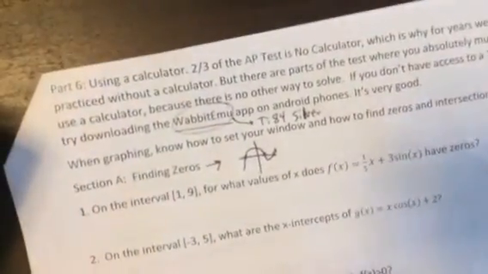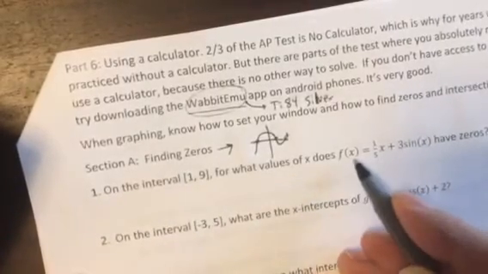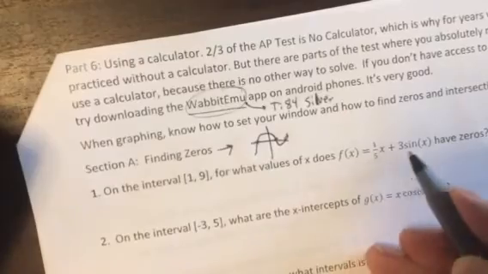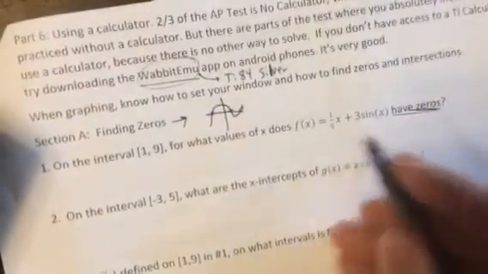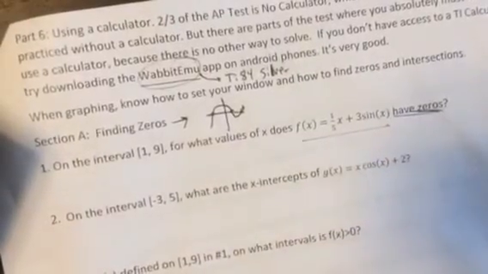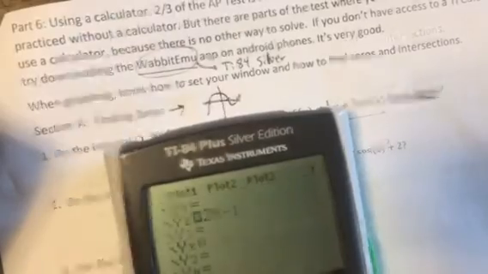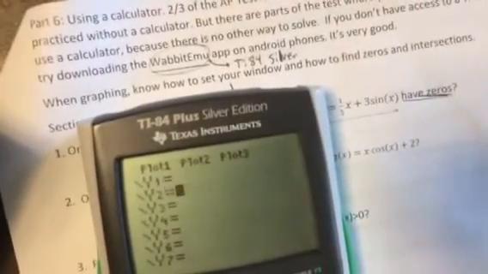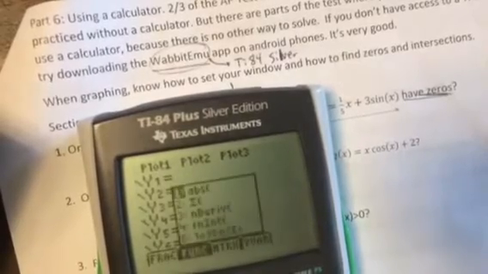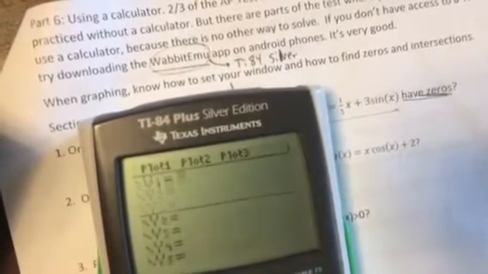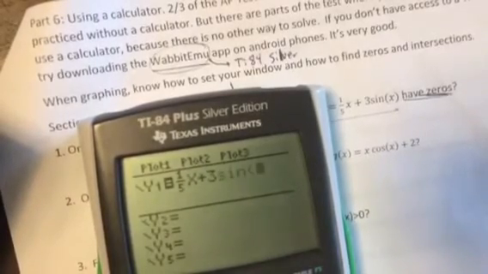Okay, so let's look at how to do this. On the interval from 1 to 9, for what values of x does f of x equals 1/5 x plus 3 sin of x have zeros? Okay, so we want to find the zeros of this function. So all you need to do in a calculator, this is super easy to do, is we clear out any functions that are there and we put in our function 1/5 x plus 3 sine of x.